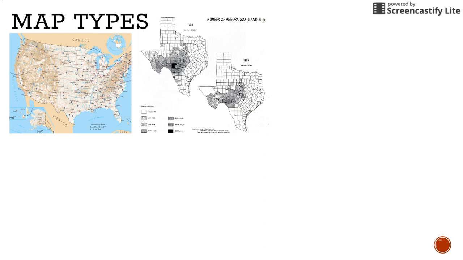Then you have thematic maps. And you guys, this is a picture of a thematic map. This is the number of goats in Texas. But this is just one small example of a thematic map. There are tons of different thematic maps.